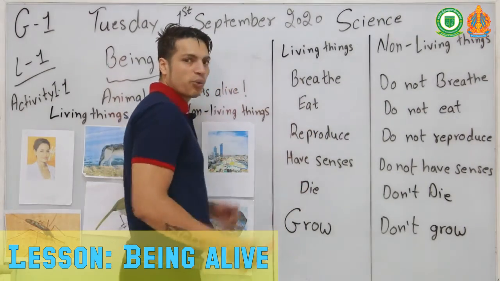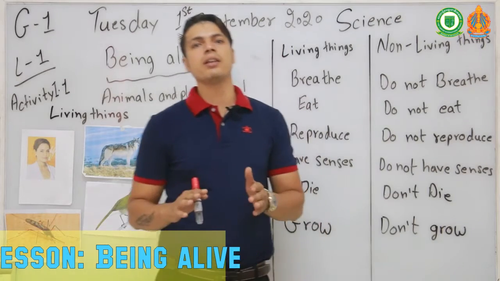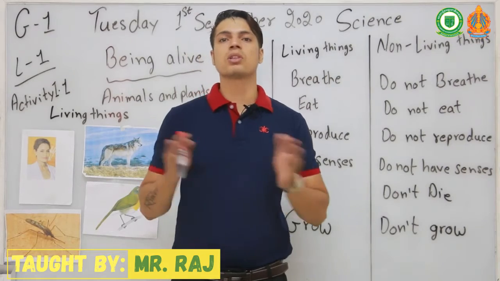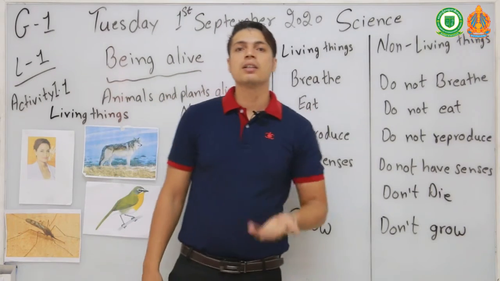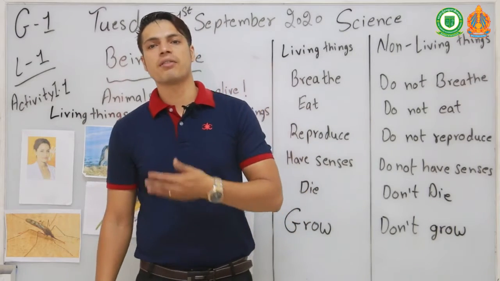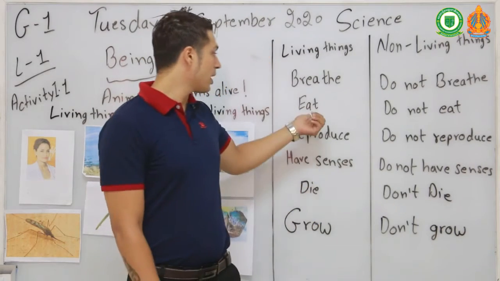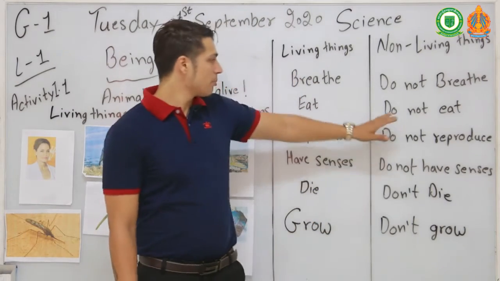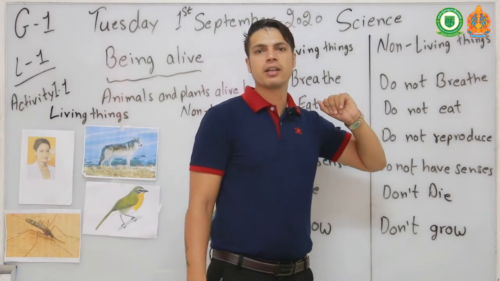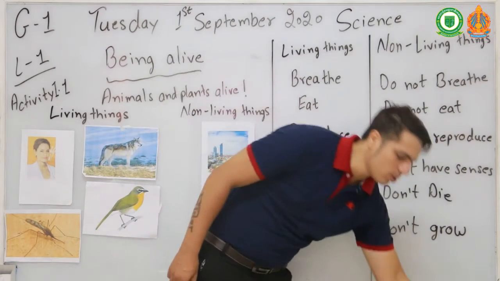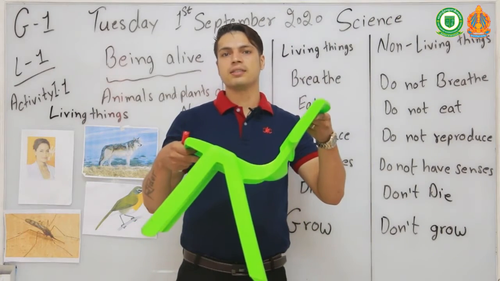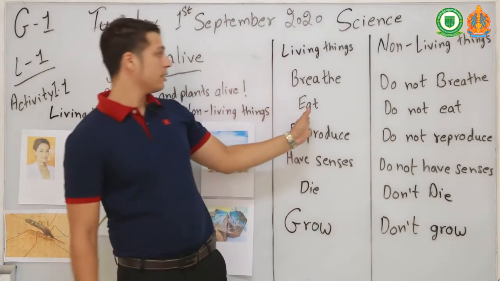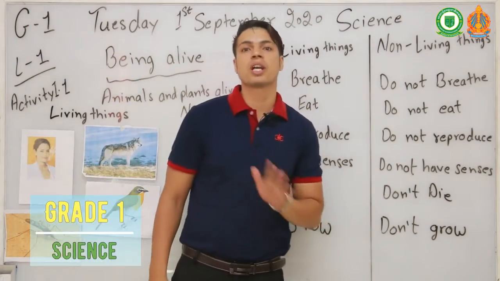Eat. We need food every day. We need to eat every day for energy, to grow, and to survive. All living things need food. We eat food three times a day, and we also need water. Non-living things do not eat. Can this chair eat? No, and they don't require food. So living things require food, but non-living things do not.